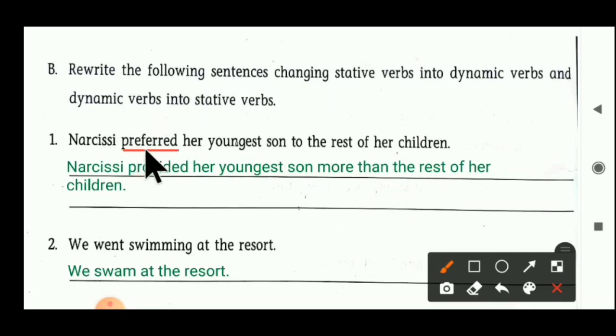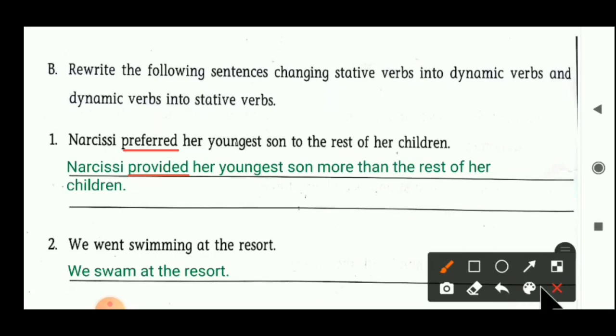We have to convert it now into a dynamic verb and then rewrite the sentence. So I do here, just see. Narsi provided her youngest son more than the rest of her children. Here I used provided as the verb. Provided is here a dynamic verb. Okay? Can you understand? So it converted from stative into dynamic. Here provided is an action, so it becomes a dynamic verb. Can you understand, students, how we have to do the exercise here?